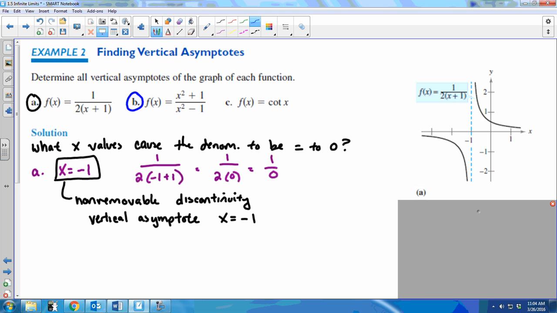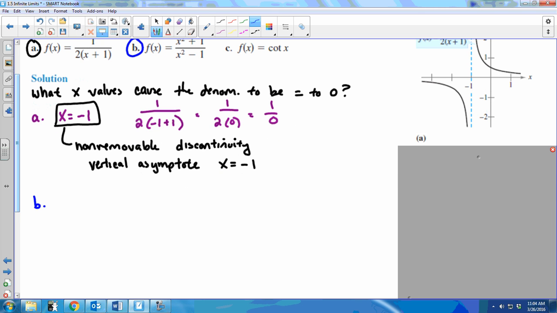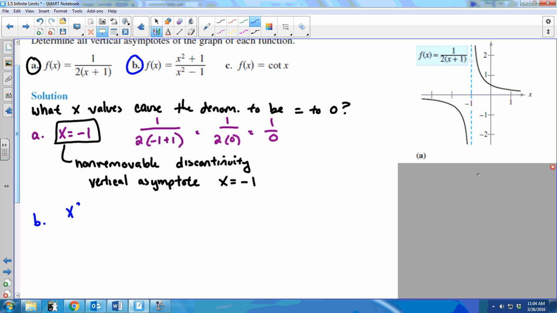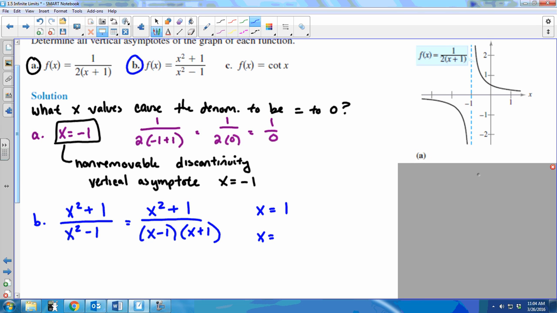Let's look at B. Again, what x values cause the denominator to be equal to 0? Well, for B, I cannot factor the numerator, all right, because it's x squared plus 1. In the denominator, though, I have x squared minus 1. So this is x squared plus 1 divided by x minus 1, x plus 1. So what values, because there's 2, cause the denominator to be equal to 0? Well, x equals 1 and x equals negative 1.